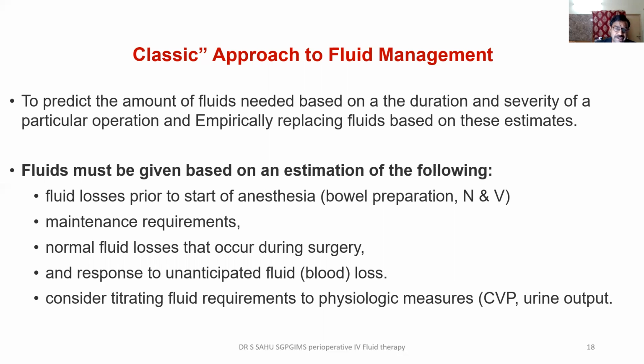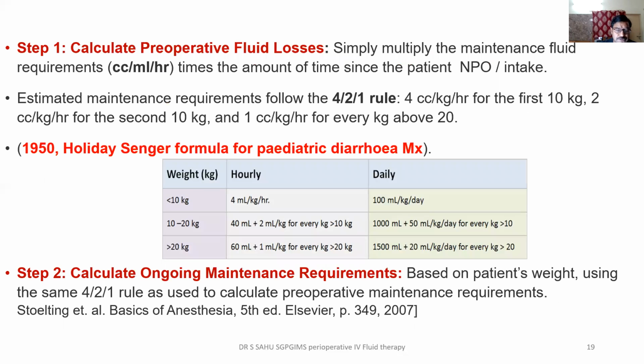Then the maintenance requirement, depending on how many hours the patient is NPO, and the normal fluid losses and blood loss that occur during surgery. Then we consider titrating fluid according to the physiology: blood pressure, CVP, and urine output. And we have these 4 steps. How do we do it? Calculate preoperative fluid losses and the NPO duration. Then we take the 4-2-1 rule, the Holliday-Segar formula. The Holliday-Segar formula is not meant for intraoperative blood loss. It was given in 1957 for pediatric maintenance: 4 ml/kg for the first 10 kg, then 2 ml/kg for 10 to 20 kg, and 1 ml/kg for more than 20 kg.